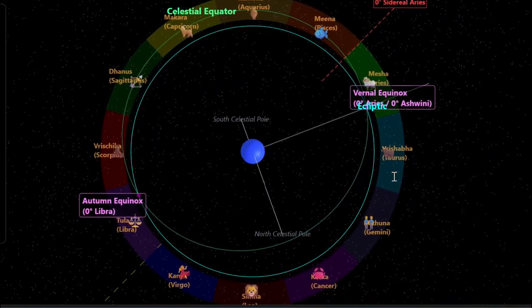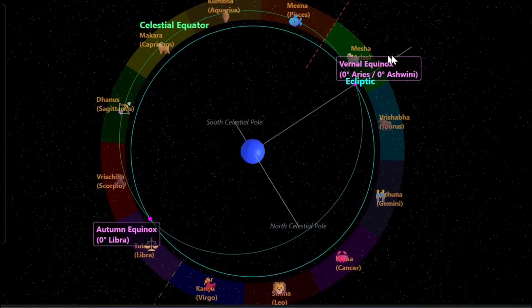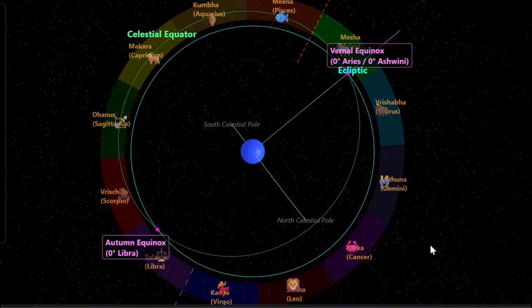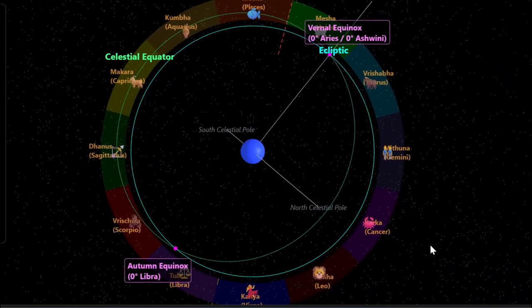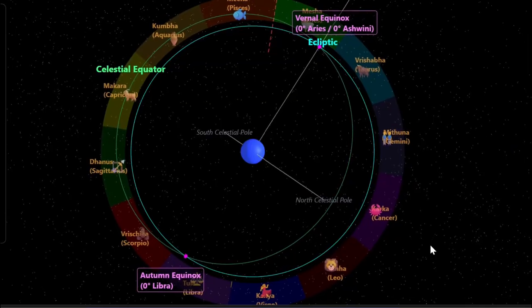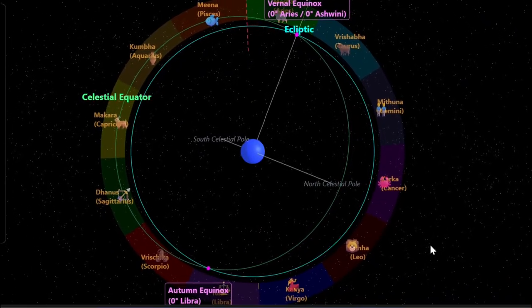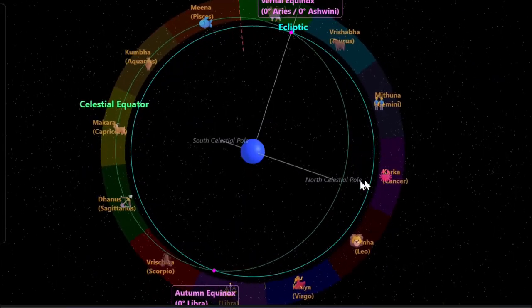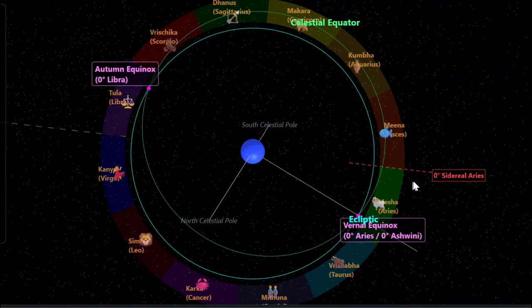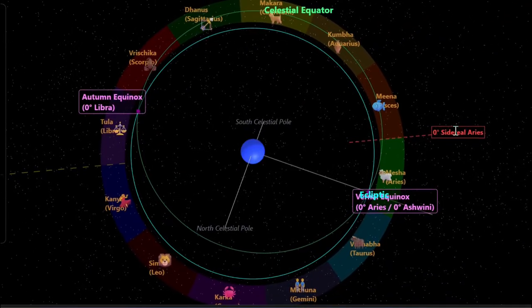The Western astrologers basically take this vernal equinox as the starting point of 0 degree Aries. The Western astrology is based on this: 0 degree Aries is placed at the vernal equinox. But Indian, the Vedic astrology, is based on this sidereal axis. We place 0 degree Aries on this sidereal axis.